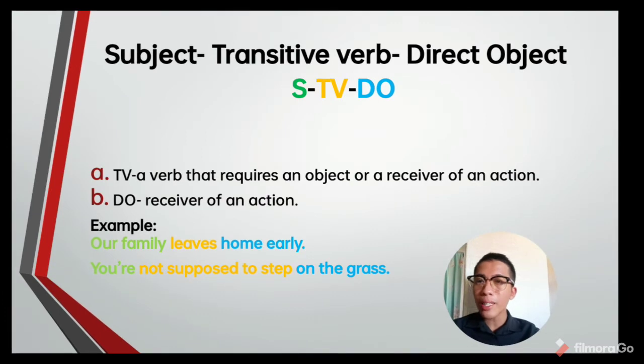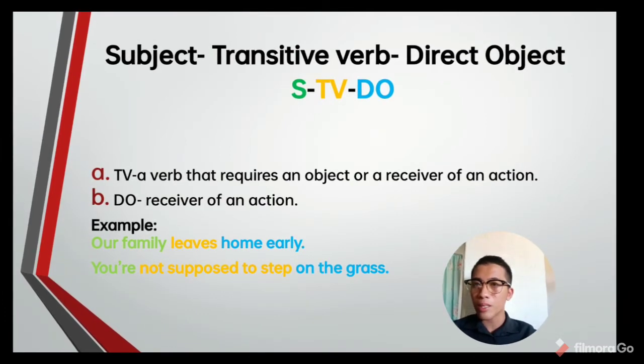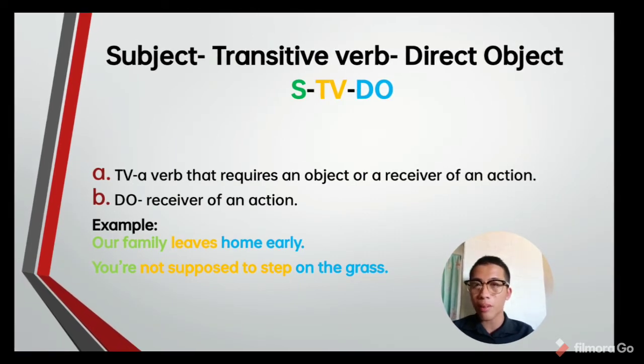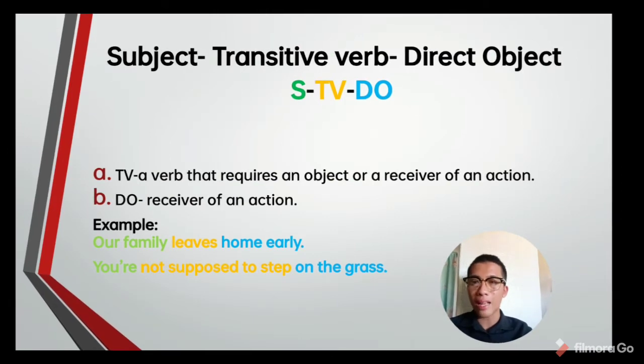And you are not supposed to step on the grass. You here is the subject, not supposed to step is the transitive verb, and on the grass is the direct object or the receiver of an action.